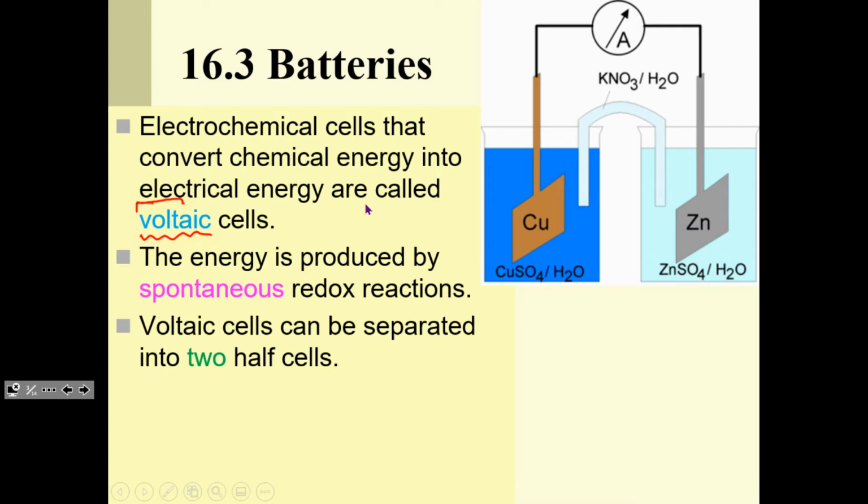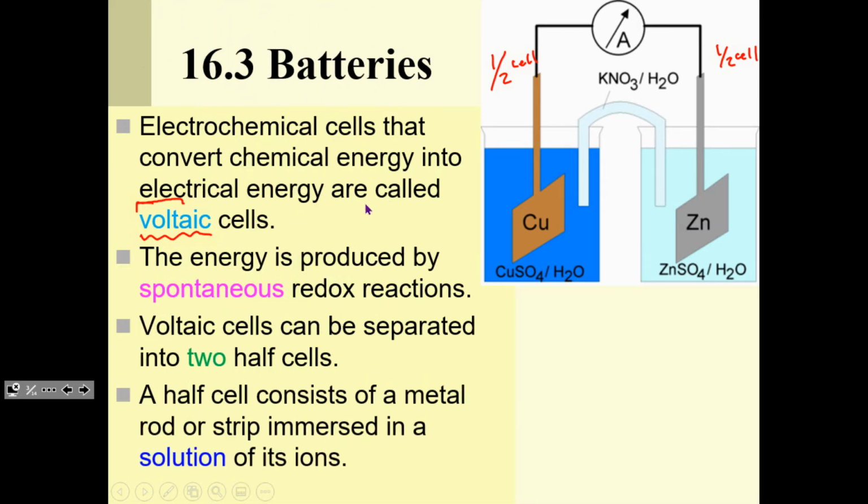Voltaic cells can be separated into two half cells, and you'll see that on the picture here. This would be considered a half cell, and this would be considered a half cell. And together, they make up the full voltaic cell. A half cell consists of a metal rod or a strip of a metal immersed in a solution of its own ions. So we have copper metal here, and what we're going to have are copper ions floating around in solution. And then on the other side, you have zinc metal, and then you're going to have zinc ions floating around in solution.